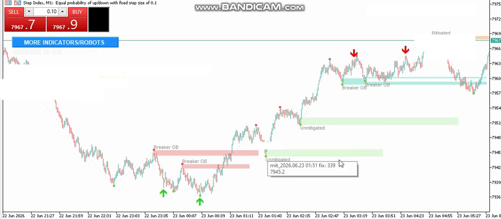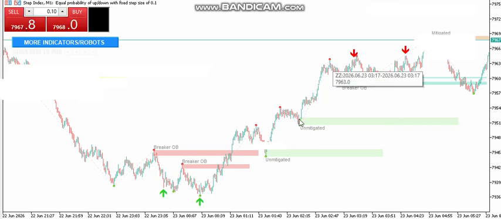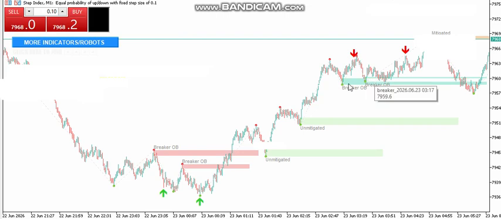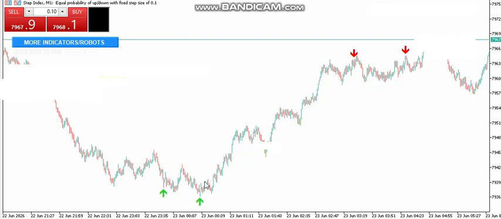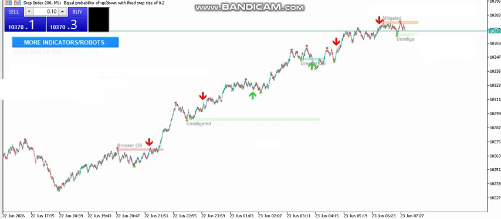In case you miss this particular level, then you can enter at this particular zone. You can see it goes massively until we have another breakout OB. So that is how this perfect indicator works every time. This indicator works on Boom and Crash, and it also works on Step Index. You can see this is another opportunity for us.